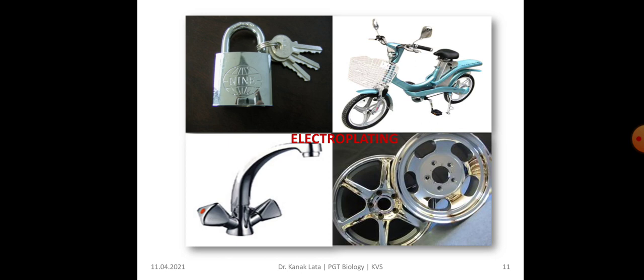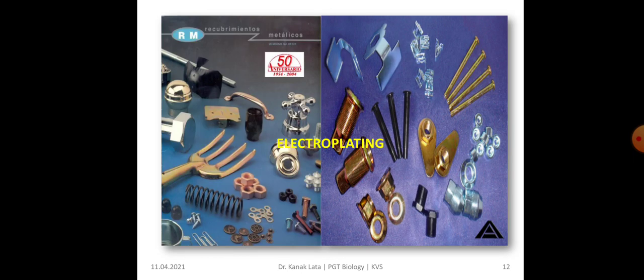Here you can see different electroplated materials: bicycle, rims, tap, lock, keys. Here also there are so many materials which are electroplated, and the process of electroplating is done.